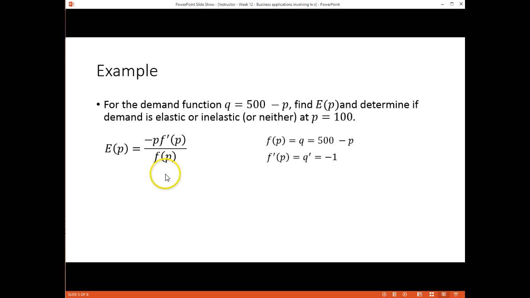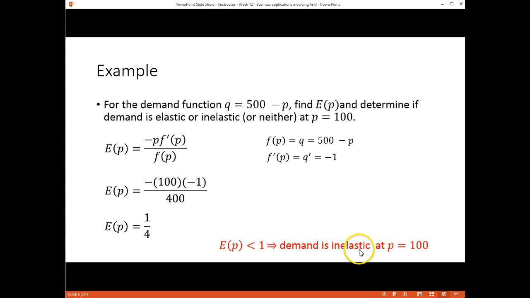So basically now what I have for E of P: negative P would be negative 100, F prime of P is negative 1, and F of P is 400. When I simplify this, I get E of P is 1/4. If E of P is less than 1, we already said that the demand is inelastic. So all I do is take this number and interpret it. E of P is less than 1, so the demand is inelastic at P equals 100. Very simple calculation.